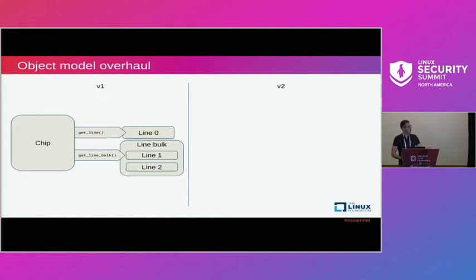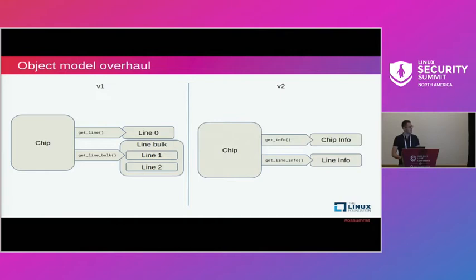And in order to avoid that, and also the duplication of get line bulk, we approach it differently in V2. So in V2, it looks like this. You still open the chip and you still get a chip handle, except that now you have to call either get info or get line info, and you will get objects that represent either the chip information at a given moment or the line information for the line at a given offset.